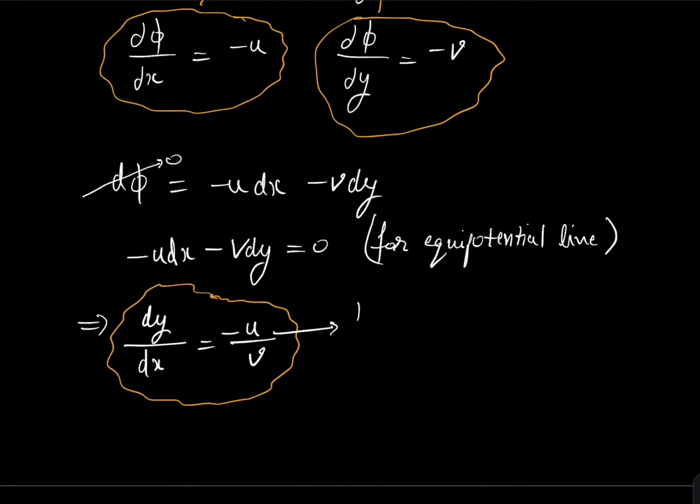This is the slope of the equipotential line: dy by dx is equal to minus u upon v. What does it mean? That the line that has this much slope, along that line my potential will remain constant. Clear?